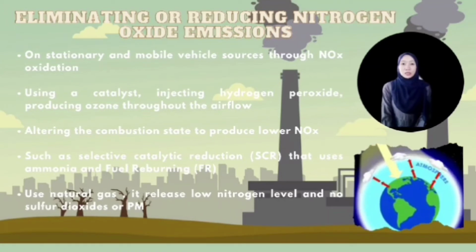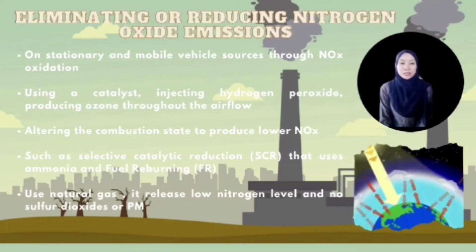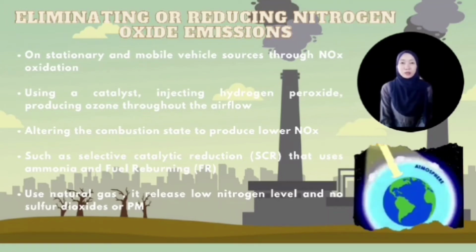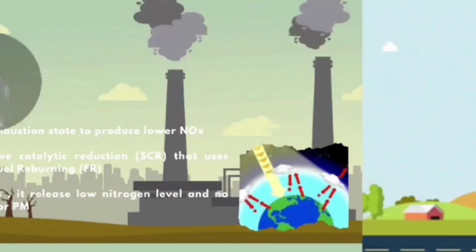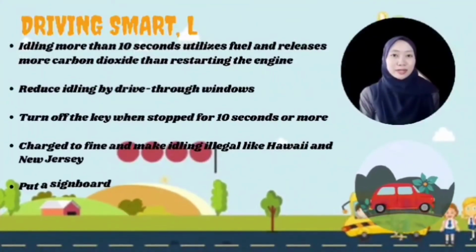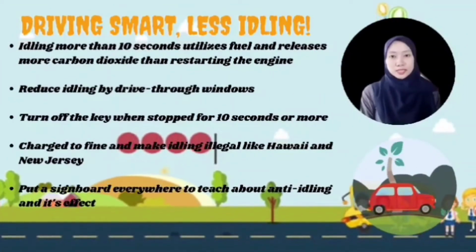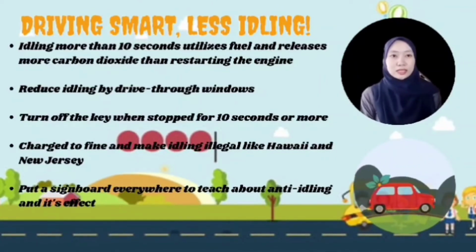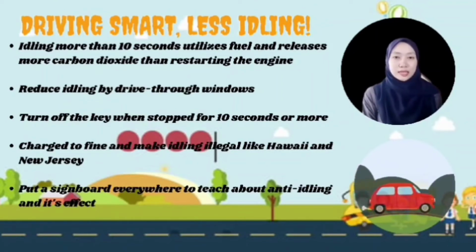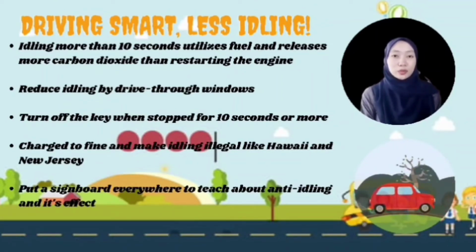Data stated by Kermisinov proved that natural gas can release 60% less than coal and effectively no sulfur dioxide and no particulate matter. Is that applied by driving smart, less idling? As stated by the United States Department of Energy, the way to reduce idling is by avoiding drive-through windows. Statistics prove that idling more than 10 seconds uses more fuel and discharges more carbon dioxide than restarting the engine. To reduce idling, turn off the key when stopped for 10 seconds or more, except in traffic.